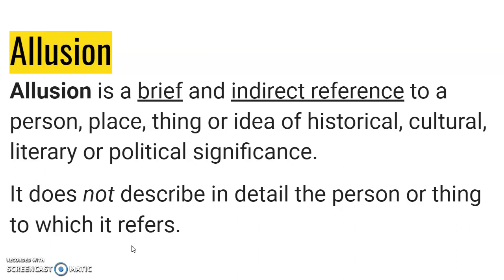The definition you'll want to include for allusion is that it's a brief and indirect reference to a person, place, thing, or idea, and that can be of historical, cultural, literary, or political significance. So that just means that the author's going to be talking about something that they hope you as a reader already have a little bit of background knowledge about to help you understand the description of what they're sharing. But it's not going to go into deep detail about that person or thing because they're using it in hopes that you already know a little bit of information.